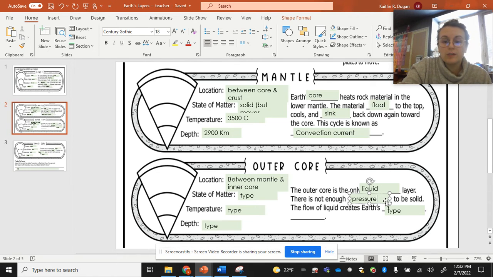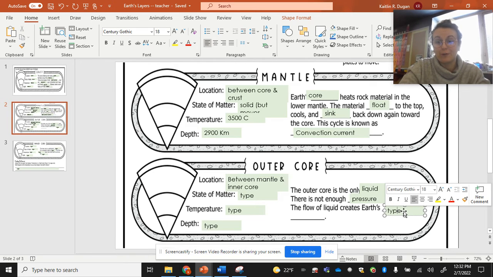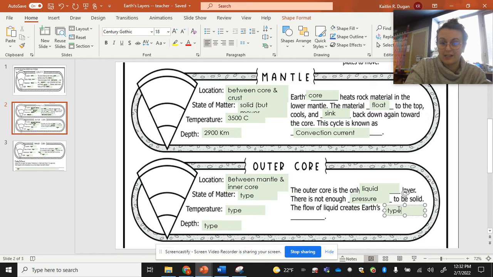All right. The reason why it's so important that it's a liquid is because the flow of that liquid in the outer core causes the Earth's magnetic field. And it's really important. I really suggest you look into what would happen if Earth didn't have a magnetic field, because it is complete and total chaos that would ensue. So it creates the Earth's magnetic field.